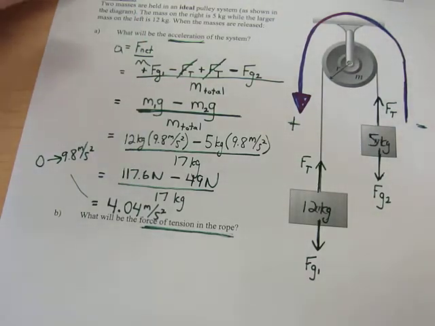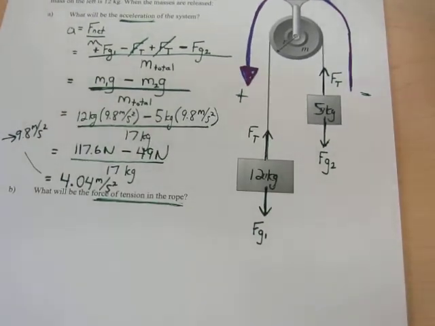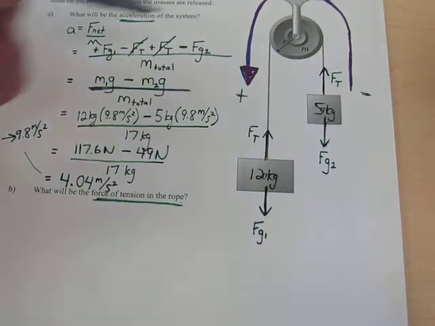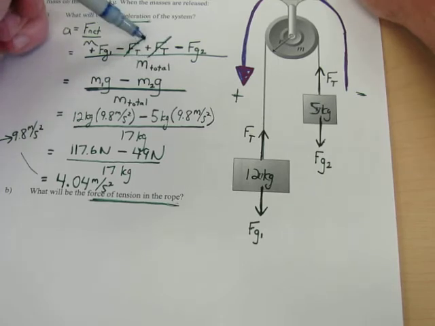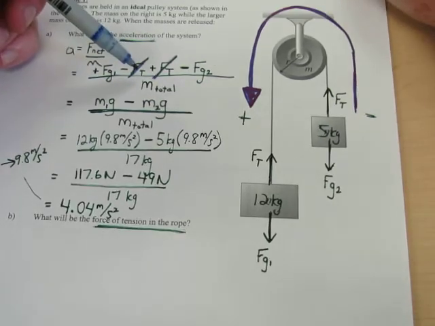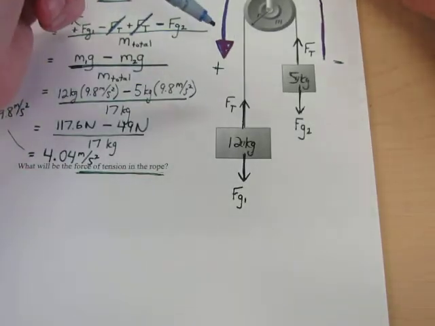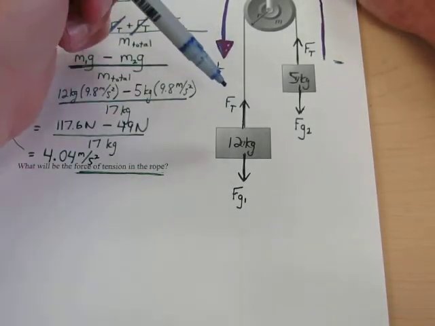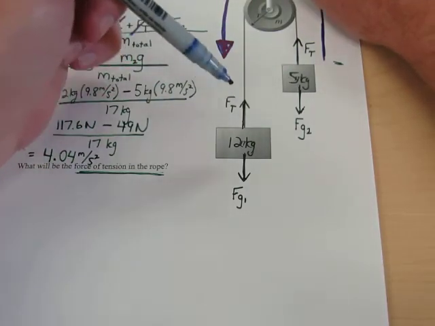Now comes the second part of the question. What will be the force of tension in the rope? This is really easy, but be very careful. In order to solve for the force of tension in the rope, you need to solve for Ft. But it cancels. So you can't solve for something that cancels out. So here's what you do in step B of these questions. You look at your diagram and you pick one mass, and only one mass. It doesn't matter which one. They'll both give the exact same answer. So pick one of these masses.